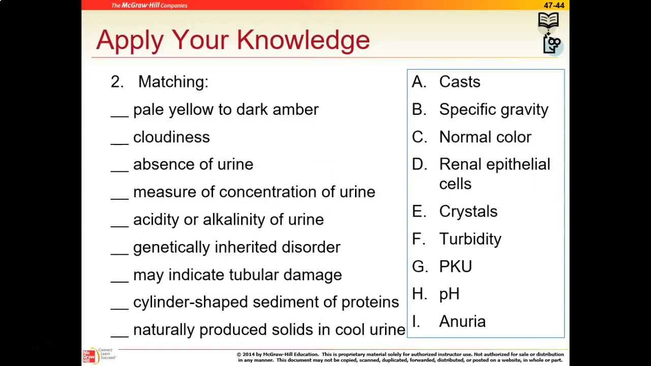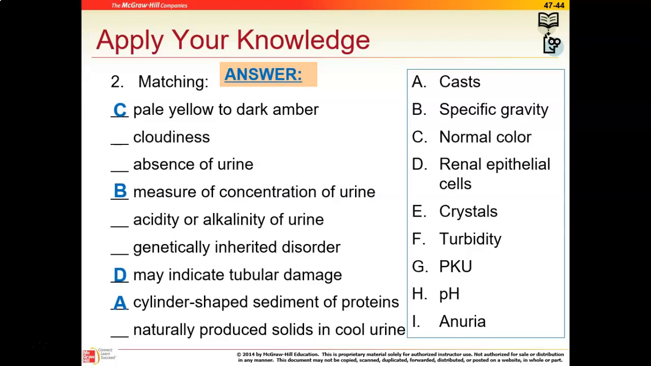Okay, apply your knowledge here. So this is going to actually start with A, B, C, D. It's not going to go down. So A, casts. So let's look at what a cast is. A cast is a cylinder-shaped sediment of protein. That would be A. Specific gravity is the measure of the amount of solutes, or the concentration of urine. That's B. Our normal color of urine, remember, is sort of a pale yellow to dark amber. Let's see, C, D. So renal epithelial cells could indicate some sort of tubular damage, okay, which is D.